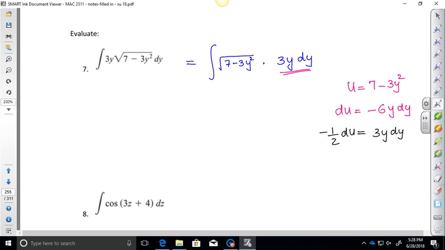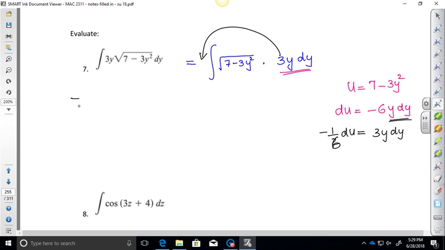Okay. Or another way is whenever you see a constant, you can pull that out. Pull the constant out of the integral. So all I have is y dy, right? So I divide by negative 1/6. I could do that too. So I don't have to worry about the constant at all. There's no need to have a constant there.